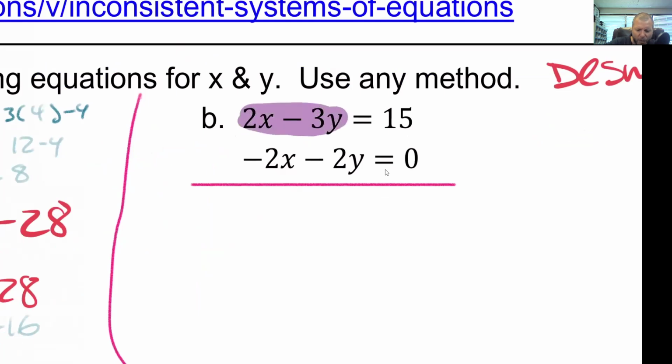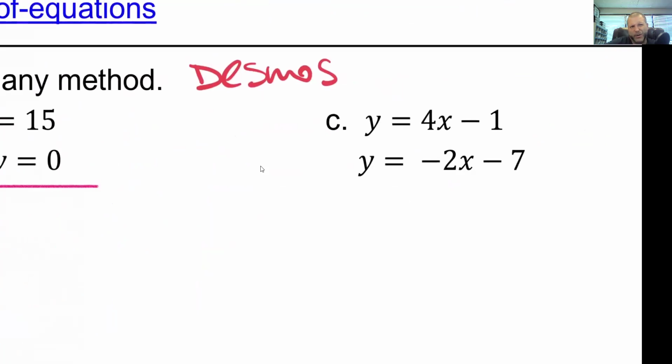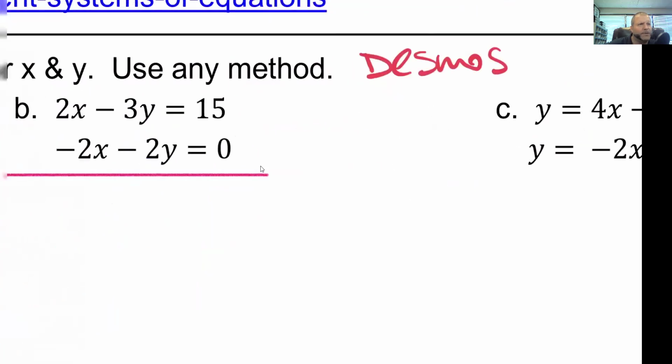So I have x's and y's on this side, I have numbers on the other. And then once you have them in the same form, we want to try to make one coefficient the negative of the other coefficient by multiplying or dividing. I'll actually show that on the next question, even though it's a pretty simple substitution question.